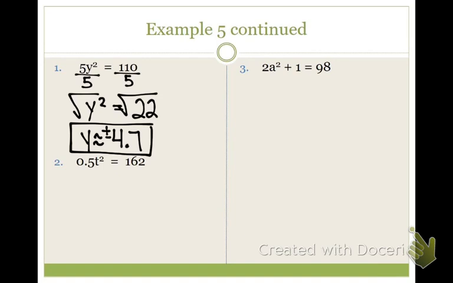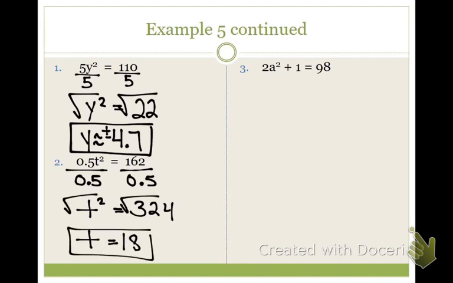It's still a solution. All right, so on number 2, I divide both sides by 0.5, and then I get t squared equals 324. Take the square root, and t is exactly positive negative 18. Positive negative 18. Okay? All right, number 3. Number 3 has now even more terms in the equation, but I still follow my steps for solving an equation, and I save the square root for last. Go ahead and do number 3.